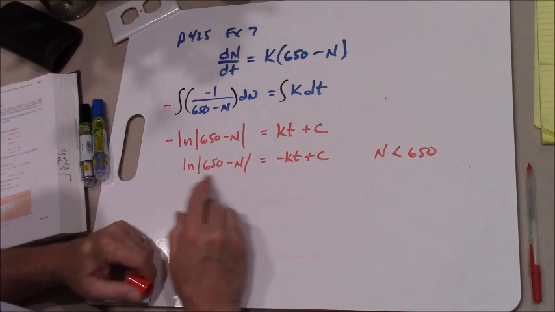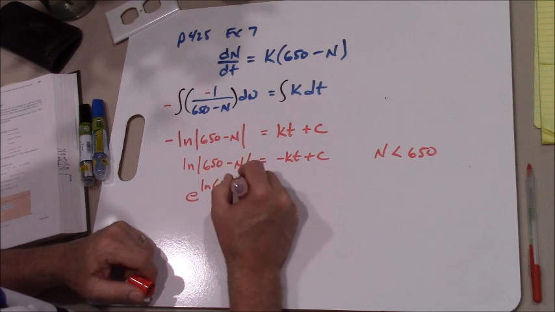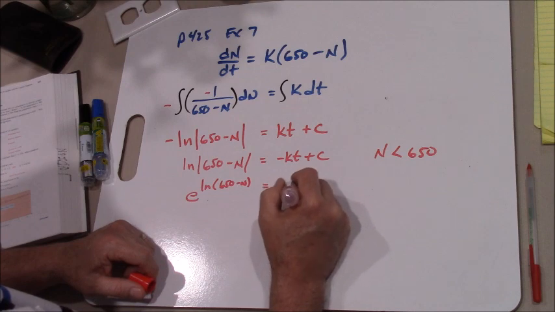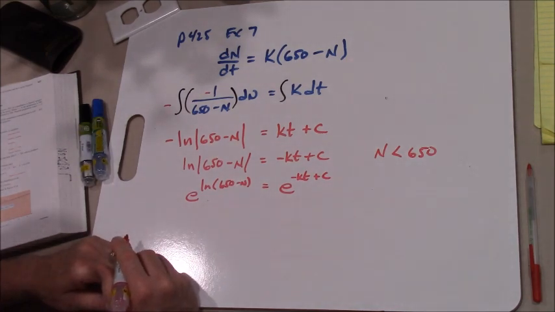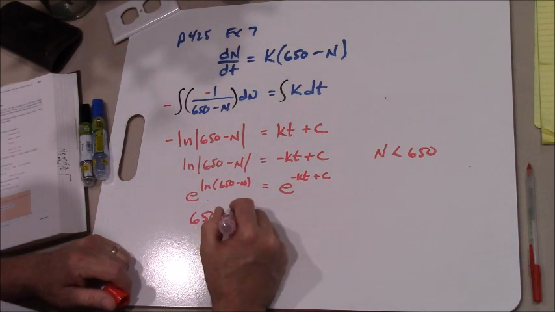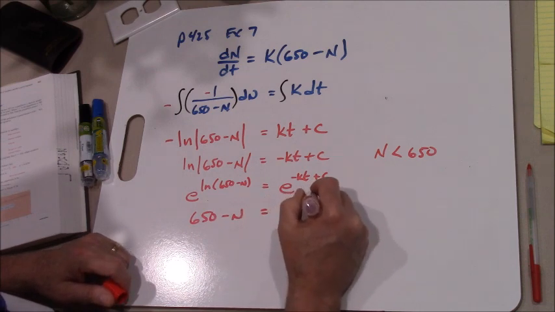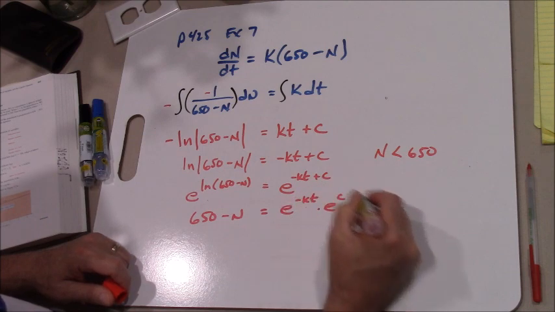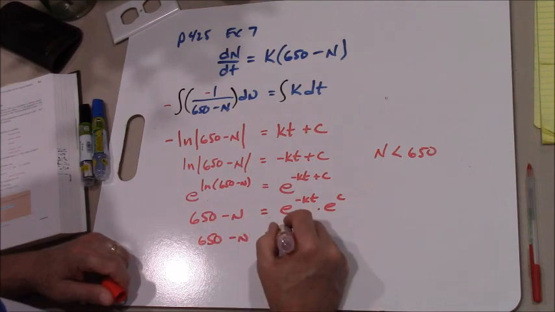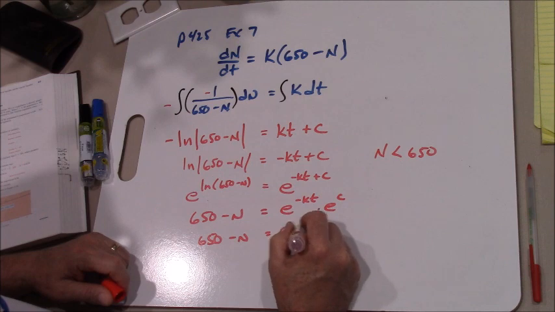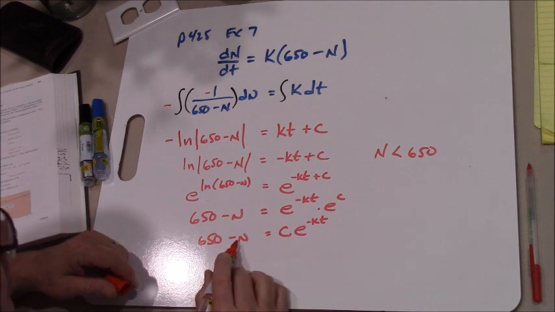So when I exponentiate this, I get e raised to the natural log of 650 minus n equals e to the negative kt plus c, which we know this just equals 650 minus n, which is equal to e to the negative kt times e to the c, which means 650 minus n is equal to c times e raised to the negative kt. And I still have to solve for n.